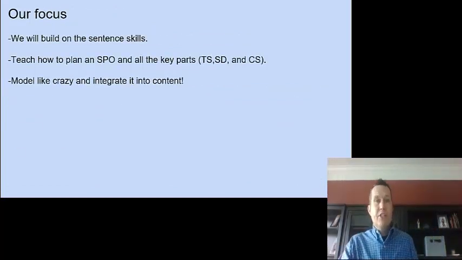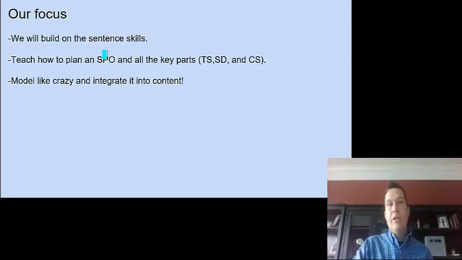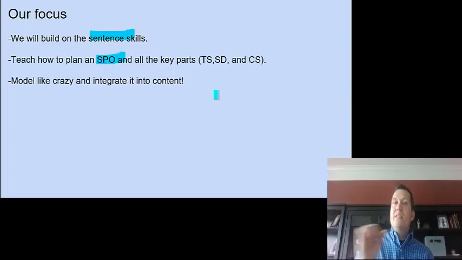Our focus today, which we'll have conversations on, is we're going to build off of what we already knew about sentence level skills. We're going to learn about what an SPO is, which is a single paragraph outline, and then we're going to learn the different parts of a single paragraph outline.